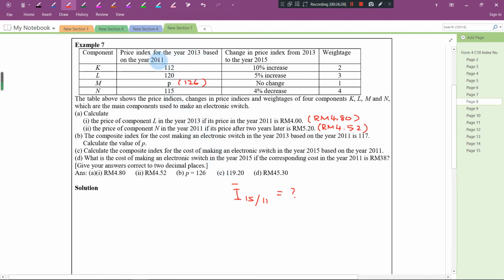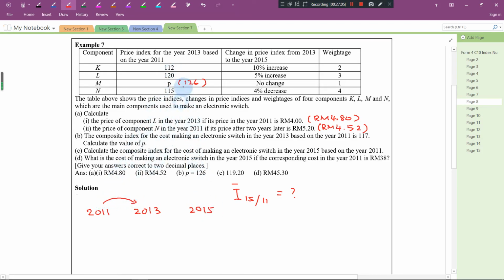So here, all the index numbers are 2013 based on 2011. And what does this mean? 10% increase, 5% increase. It means that, well, let's focus on K first. Now I have 3 years involved, which are 2011, 2013, and 2015, right? Let me write these 3 years first: 2011, 2013 and 2015.